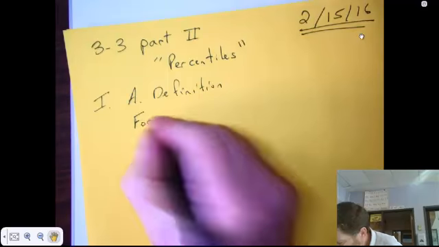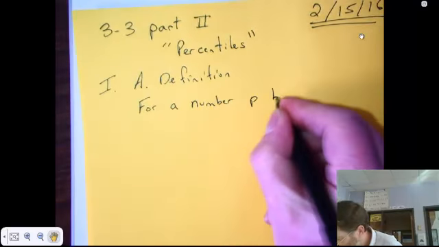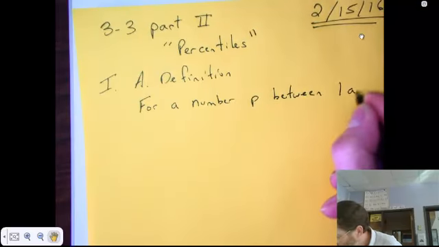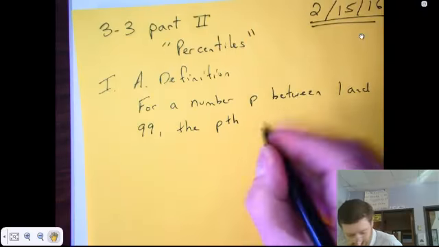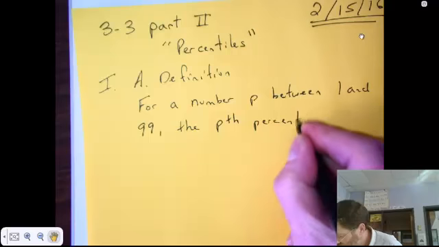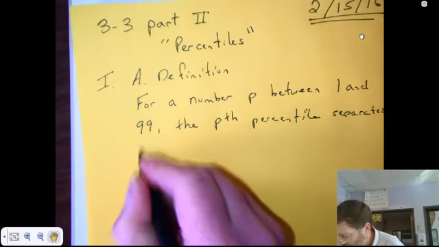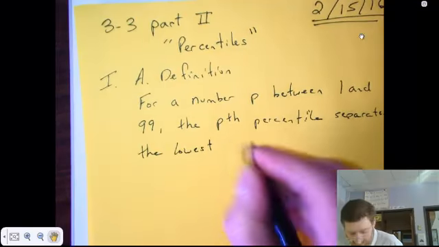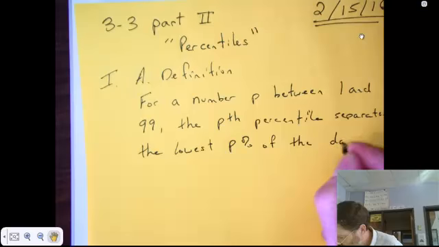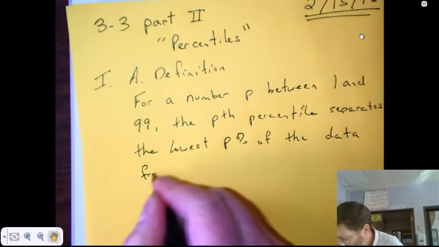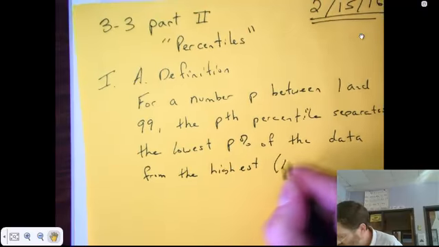So for a number P between 1 and 99, the P-th percentile separates the lowest P percent of the data from the highest 100 minus P percent. And this is a formal definition.